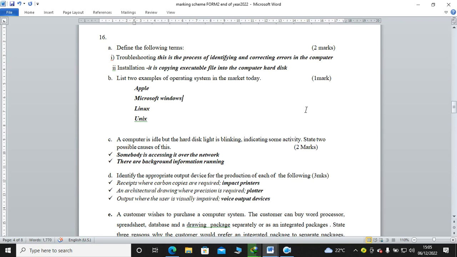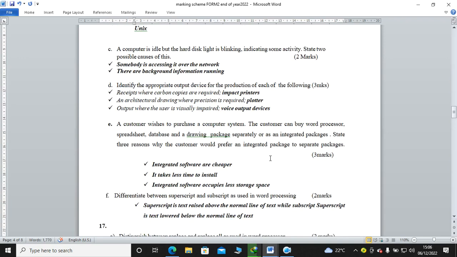Then we have the next point. Identify the appropriate output device for production of each of the following. Receipts, where carbon papers are required, we use impact printers. An architectural drawing, where precision is required, so you can use a plotter. The next point is output where the user is visually impaired. You can use voice output devices.